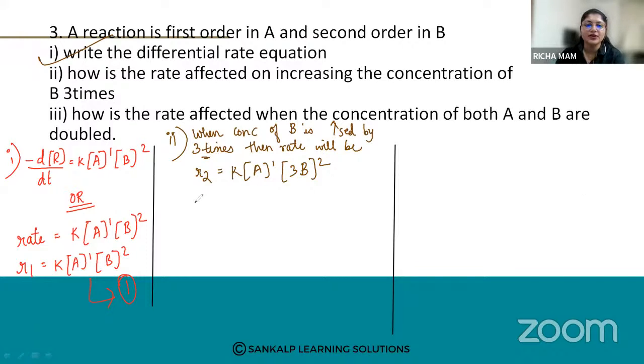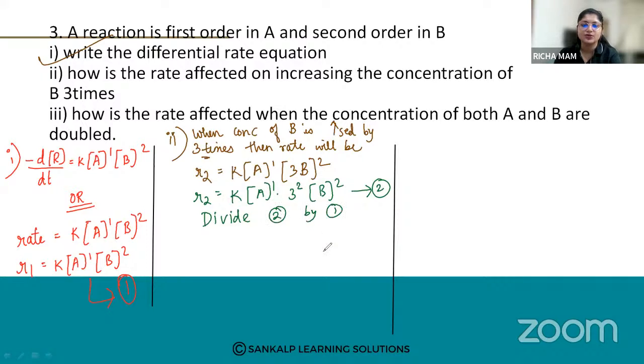Now what will happen? So R2, let us multiply this. R2 is equal to K into A raised to 1, 3 squared, B squared. So this is the second equation. Now what we will do? Divide 2 by 1. So what will we get? R2 is equal to K A raised to 1, 3 squared into B squared, divided by R1 which is K into A raised to 1, B raised to 2.